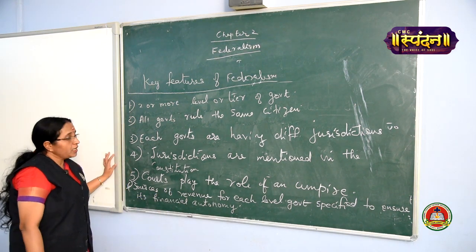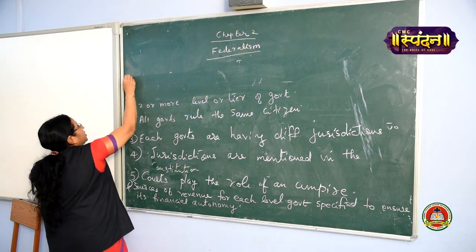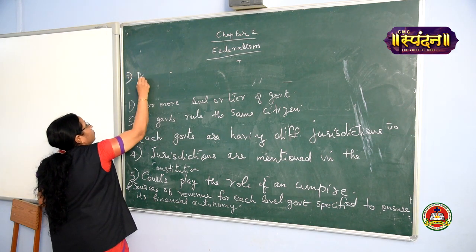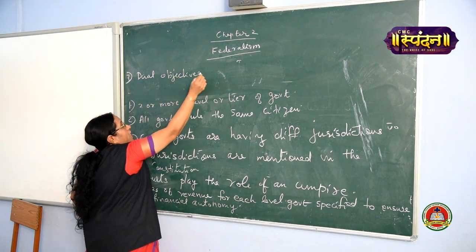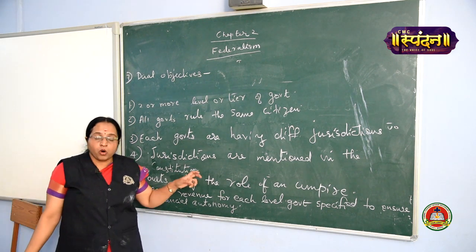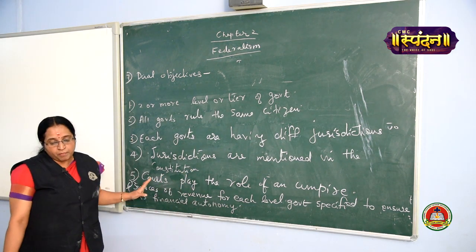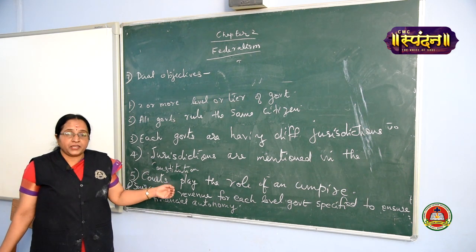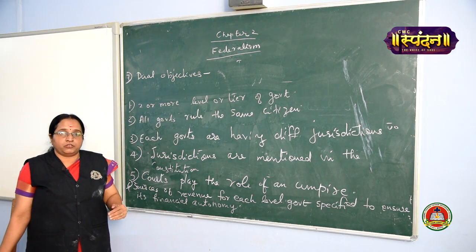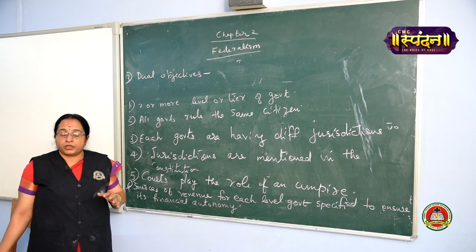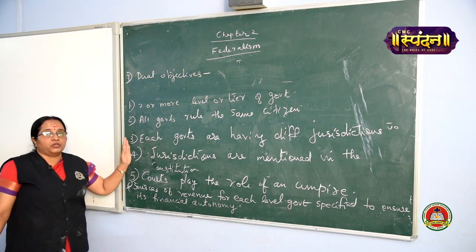Now see, a federal government always has dual objectives. What are the dual objectives of a federal government? They are to safeguard and promote the unity of the country by accommodating the diversities. Am I clear? Okay. So, these are the key features of federalism.